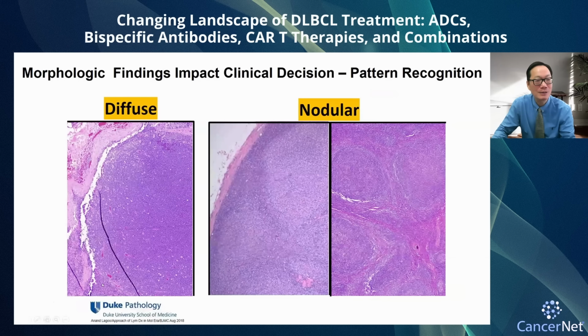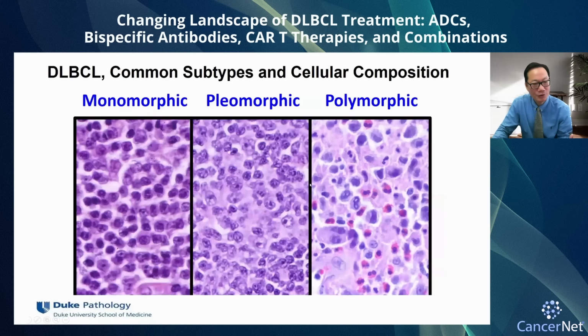Diffuse pattern, no question, is easy to make a diagnosis, extensively involving the major tissues. Sometimes the nodular pattern, this could be primary, could be secondary. Most commonly it could be transformed from previous follicular lymphoma. From the cytology, could be monomorphic tumor cells, quite homogeneous in size and appearance. Could be polymorphic with different sizes and irregularities regarding nuclear and cytoplasmic features. Could be polymorphic with the background containing many inflammatory cells, eosinophils, histiocytes.